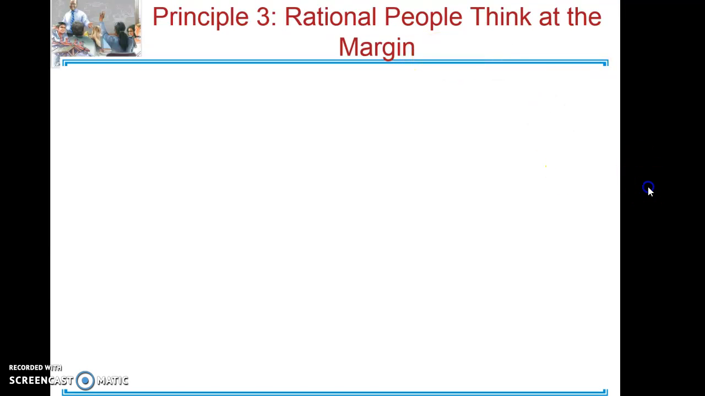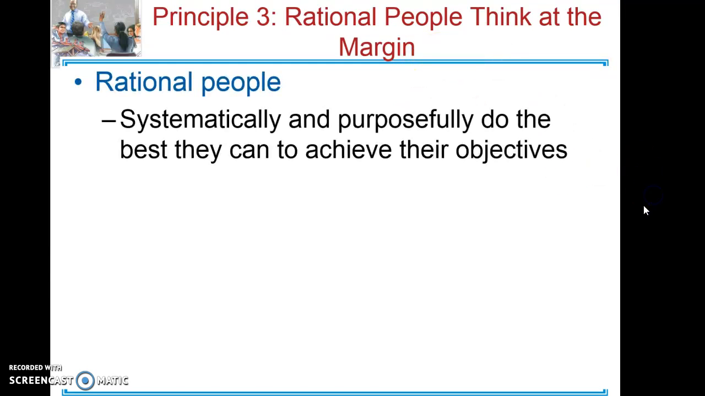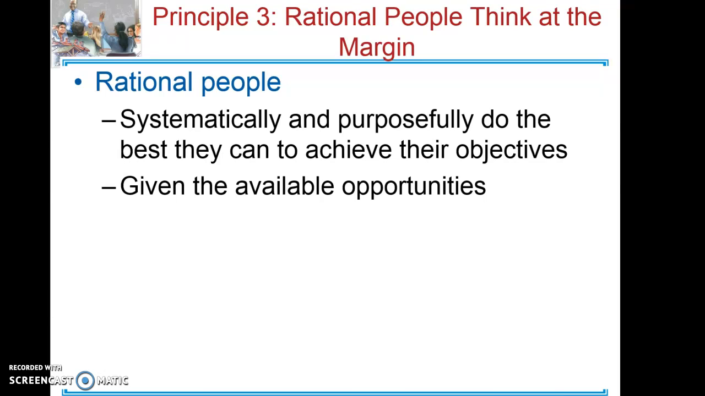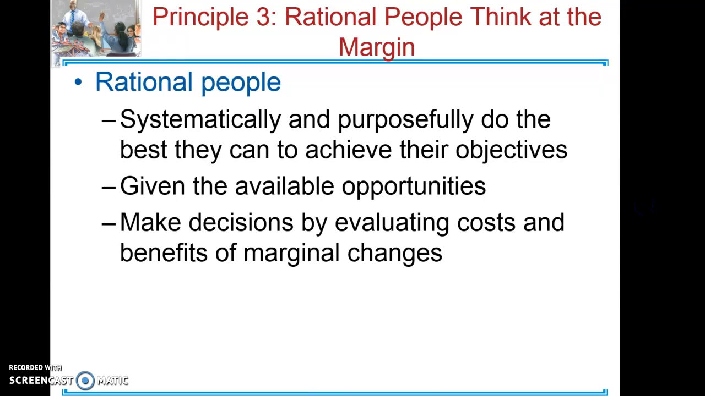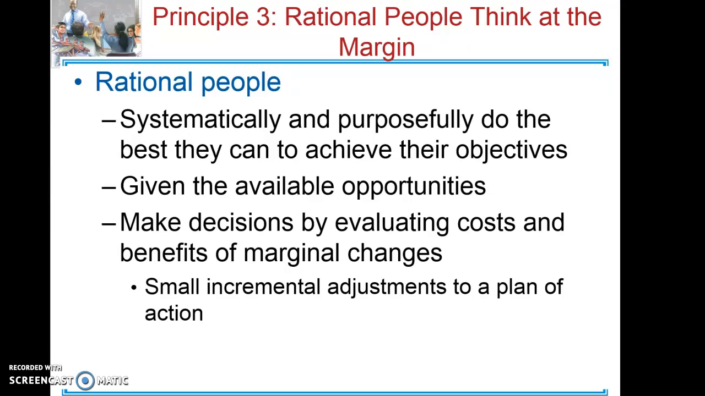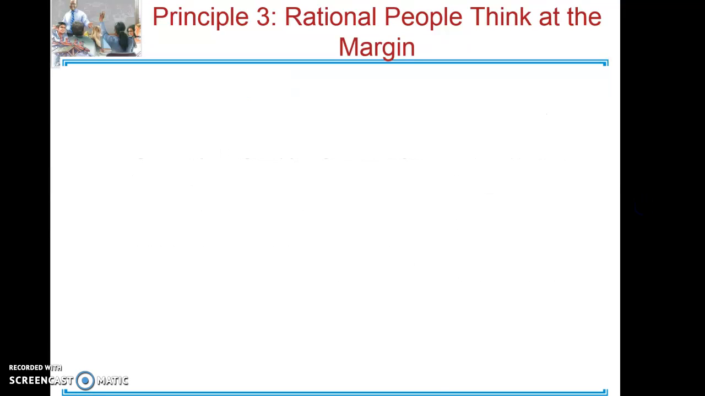Rational people think at the margin. Rational people systematically and purposefully do the best they can to achieve their objectives. Given the available opportunities, they make decisions by evaluating the costs and benefits of marginal changes, small incremental adjustments to a plan of action.